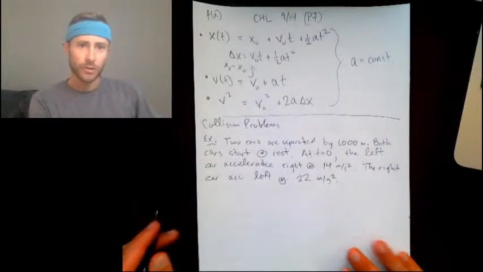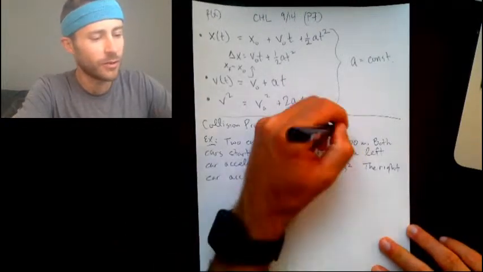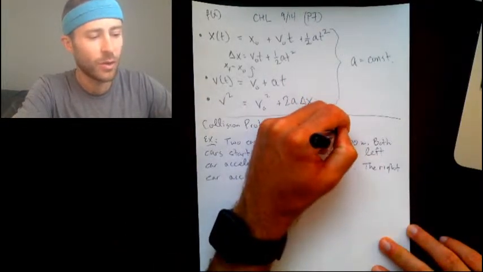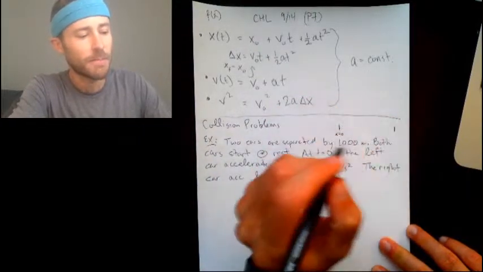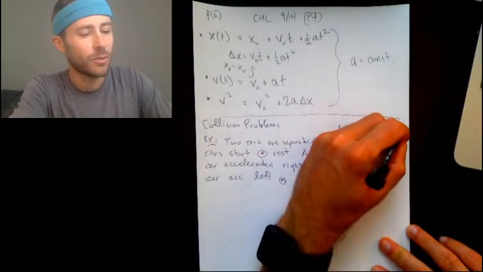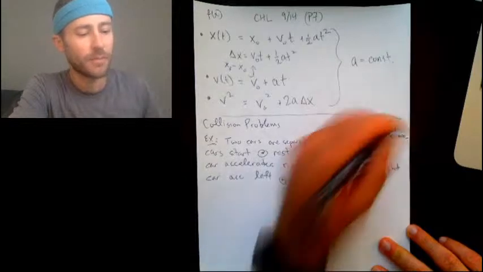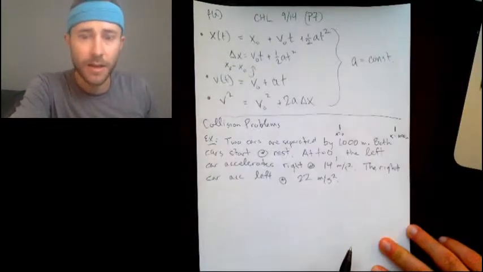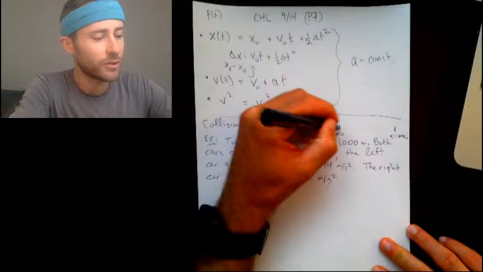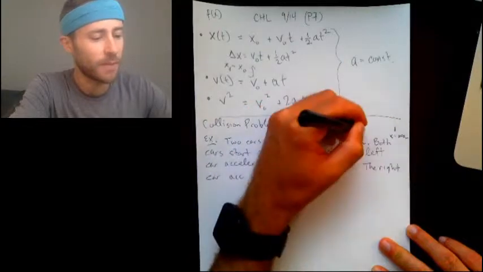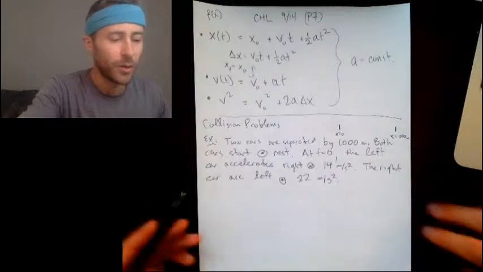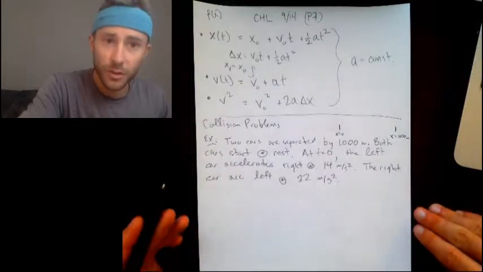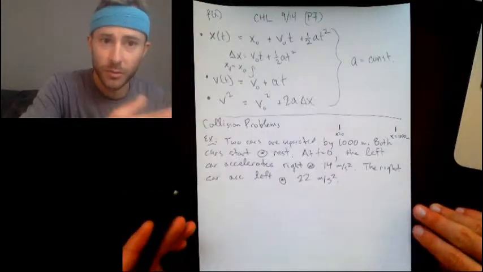Okay? So let's understand this scenario. We've got two cars. One of the cars is at x equals 0. The other car is at x equals 1,000 meters. Okay? And at time 0, they both start accelerating towards each other. So they're going to have a collision. Now, where is that collision going to occur? That's what we're trying to figure out.